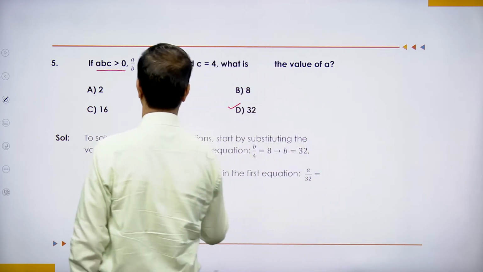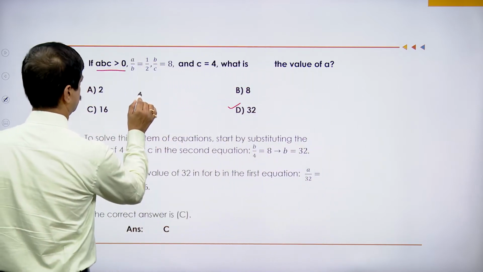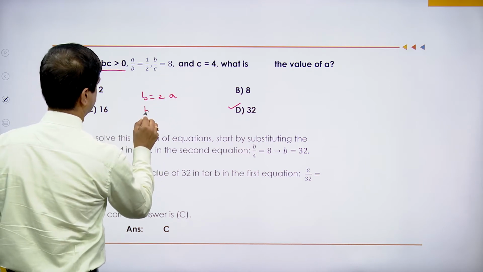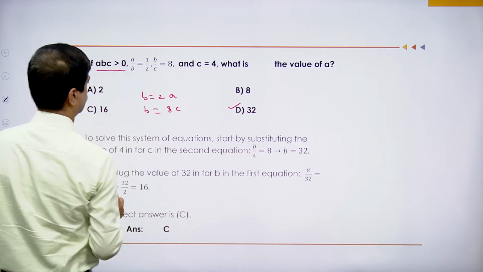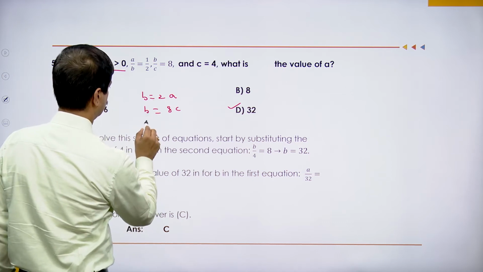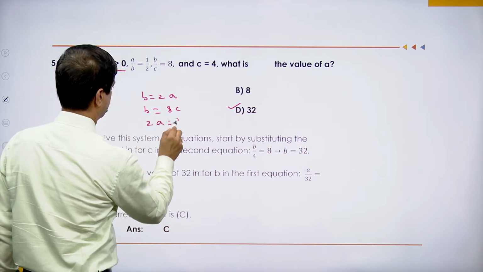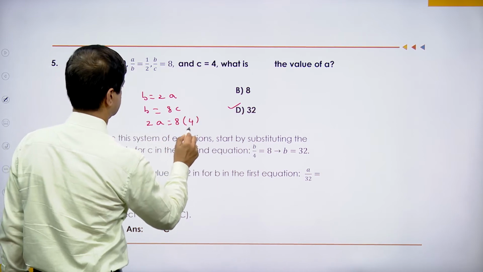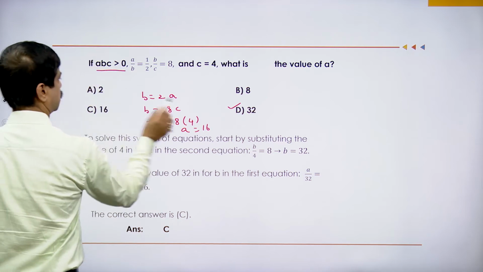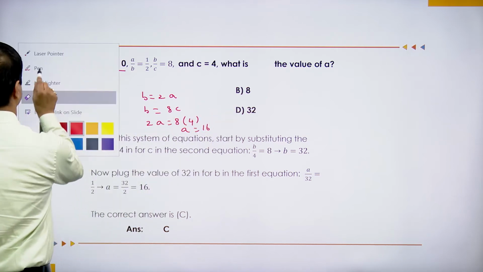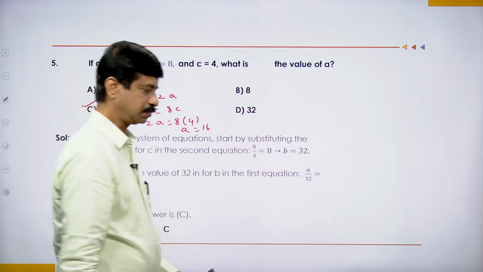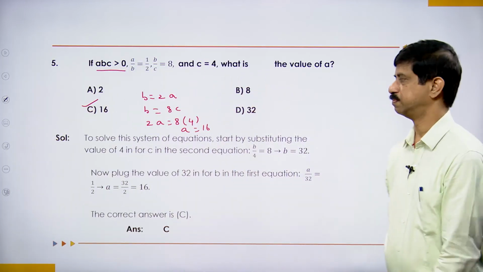Look at this, children. B equal to 2A, and from here B equal to 8C. So 2A equal to 8 into C, and C is 4. So A is 16, not 32. So please change the answer to option C. Okay, please check it quick. Restructure your solution.